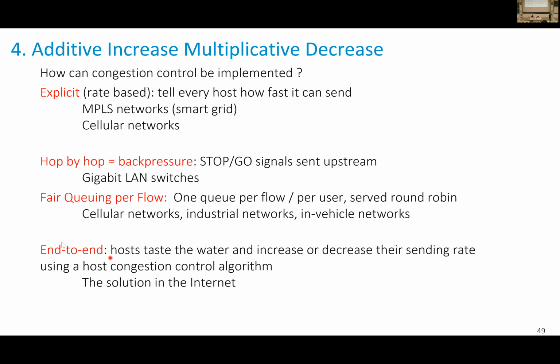And then there is what is done in the internet, which is end-to-end. All the other mechanisms are specific to some portions of the network. What is done in the internet is end-to-end, what this means is that the hosts control the rate. How do they do it? They taste the water. That's an image. By trying to see whether there is something bad in the network and increase or decrease the sending rate using what is called the host congestion control algorithm. That's exactly how things work in the internet.